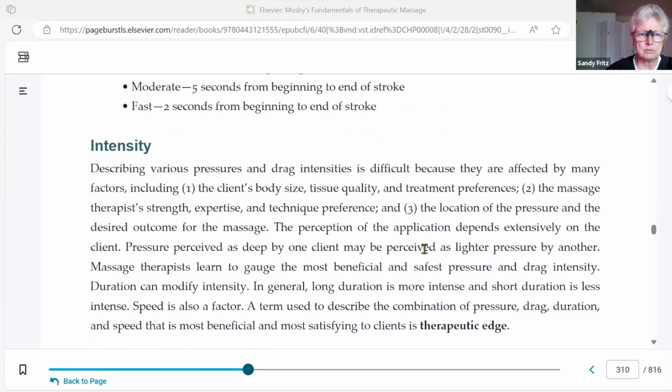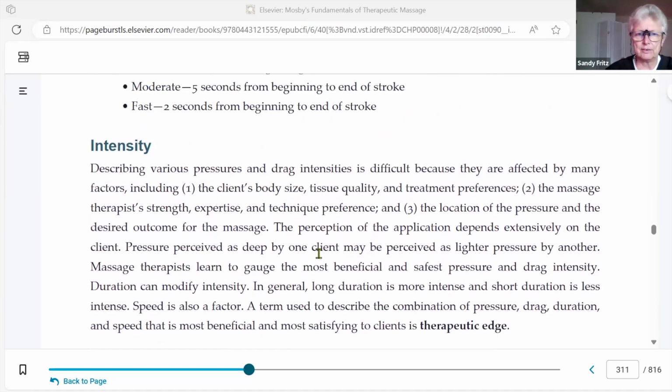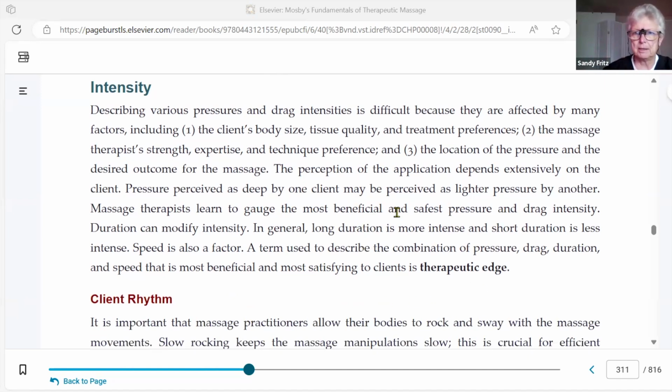Seldom is it fast. Intensity is a combination of these factors together. And that's what the person is going to feel: are you working in a way that feels like something is happening? There's something satisfying there. A term that sometimes is used is the therapeutic edge. Luke will use the term sweet spot. You're right where the person feels like the tissues are being engaged just right.